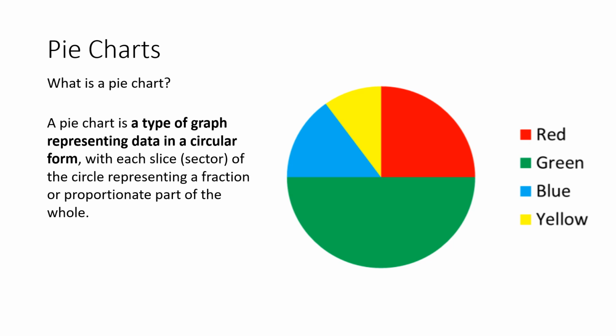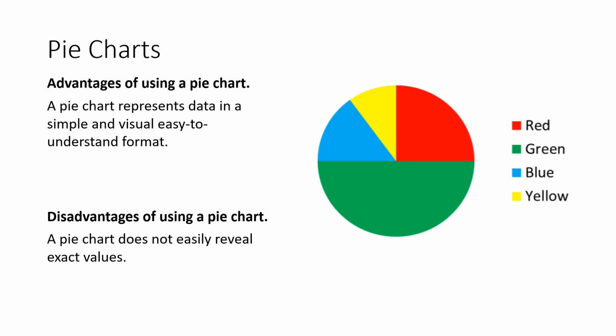Welcome to the revision slides on how to construct a pie chart. What is a pie chart? A pie chart is a type of graph representing data in a circular form. Each slice or sector of the circle represents a fraction or proportion part of the whole one.